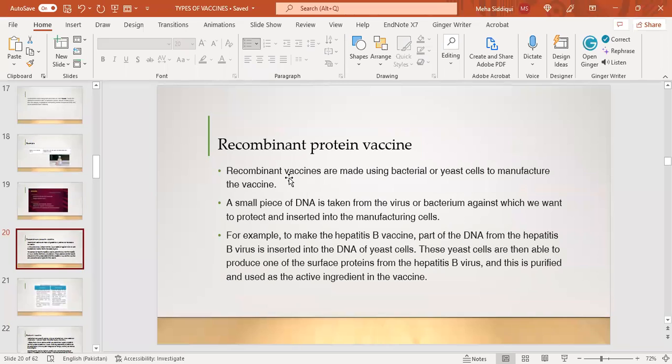Now, the other type: recombinant protein vaccine. Recombinant vaccines are made using bacterial or yeast cells to manufacture the vaccine. A small piece of DNA is taken from the virus or bacterium against which protection is required and inserted into the manufacturing cells. For example, to make the hepatitis B vaccine, part of the DNA from hepatitis B is inserted into the DNA of yeast cells. These yeast cells are then able to produce one of the surface proteins from the hepatitis B virus, and this is purified and used as the active ingredient in the vaccine.